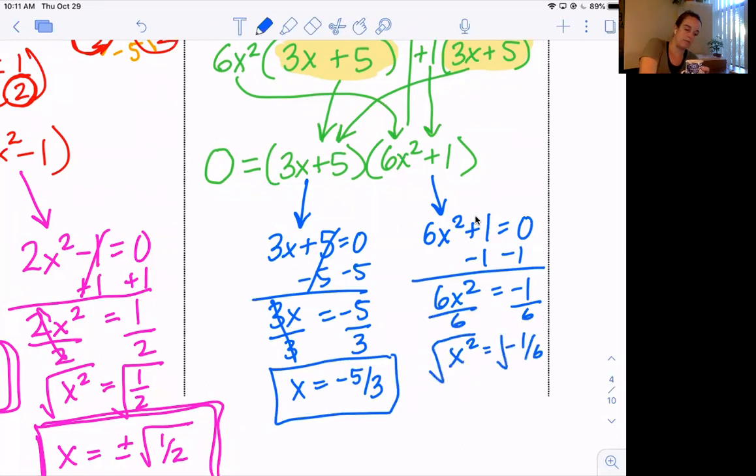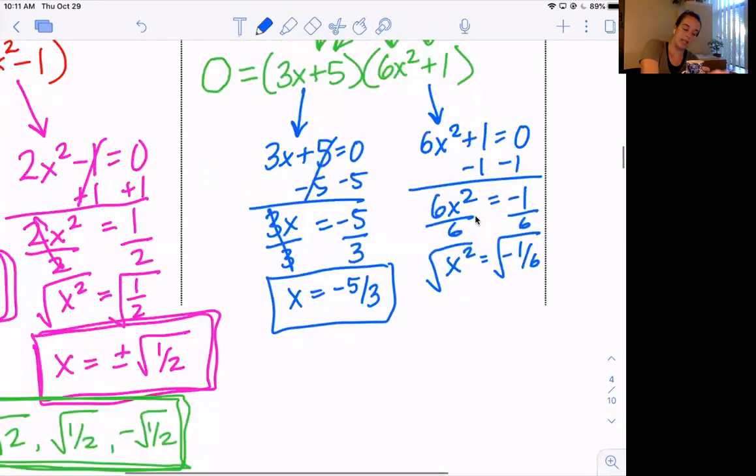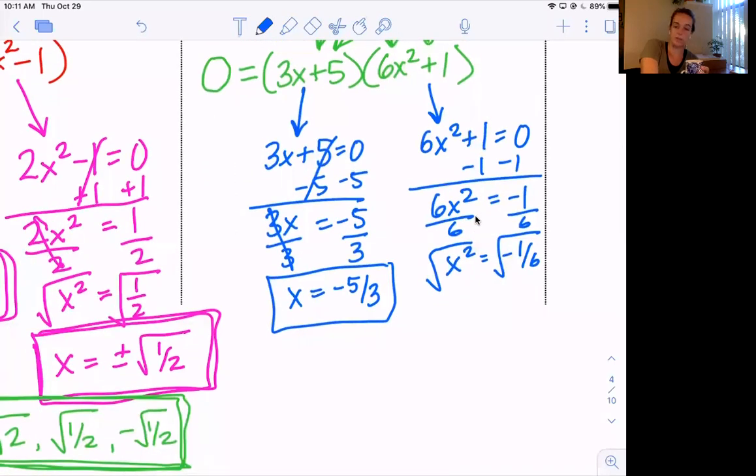Take the square root. Remember, when we take a square root of a negative number, that's when we get that i situation. So I'm going to have positive or negative i times the square root of 1/6 like that. Whew, that's kind of funky, right?